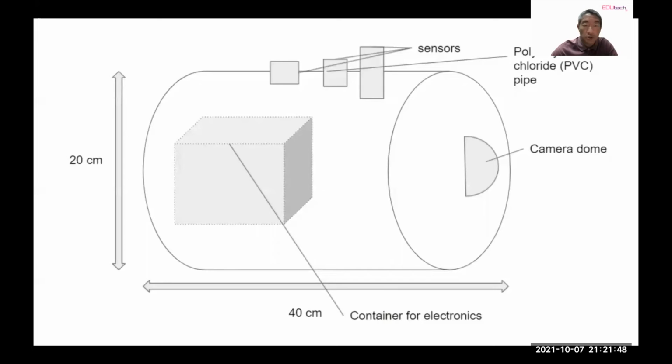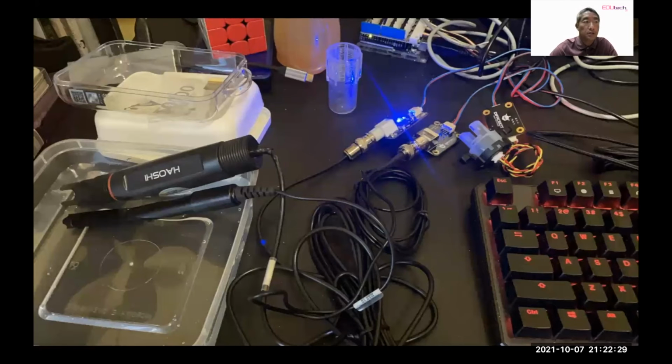Here's a schematic showing the entire assembly. From left to right, we have the container for the electronics, the sensors, and the camera dome. Now, once we had this assembly, there were other parts of the process which we needed to learn about. Thus far, we had been learning about design, electronics, coding, artificial intelligence, and engineering.